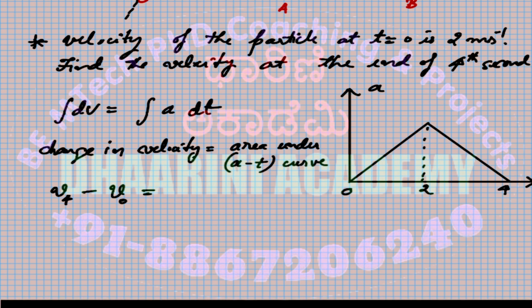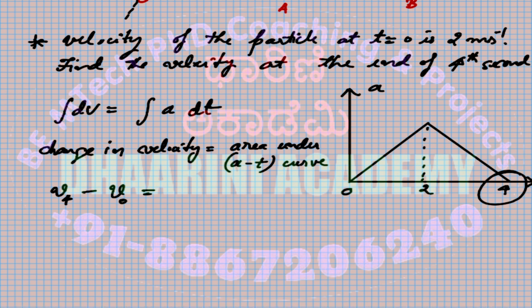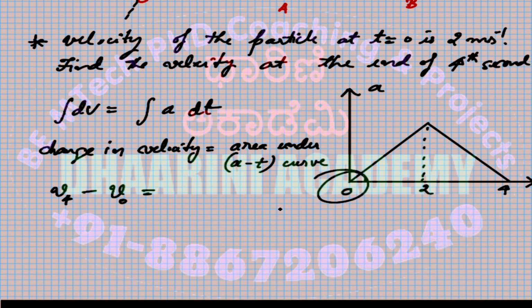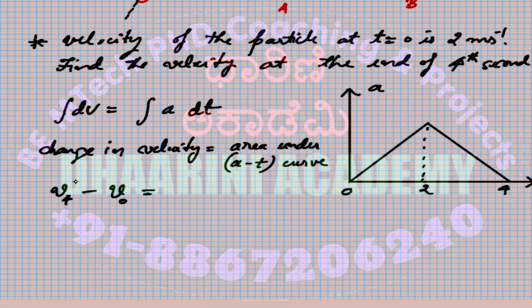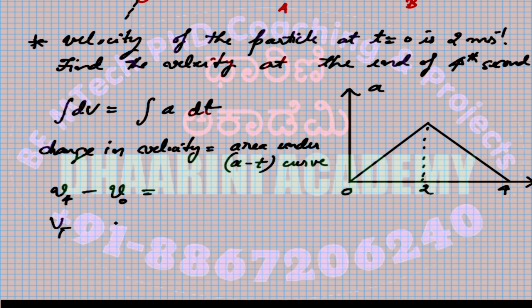So what do you mean by change in velocity? The final velocity minus initial velocity. What is the final value? That is at time equal to 4, whatever is the value of the velocity. What is the initial value? That is at time t equal to 0. At time t equal to 0, whatever was the velocity, we call it the initial velocity. Normally we write v final minus v initial, but since I know when the final is happening and when the initial value is happening, I can directly write v4 minus v0.